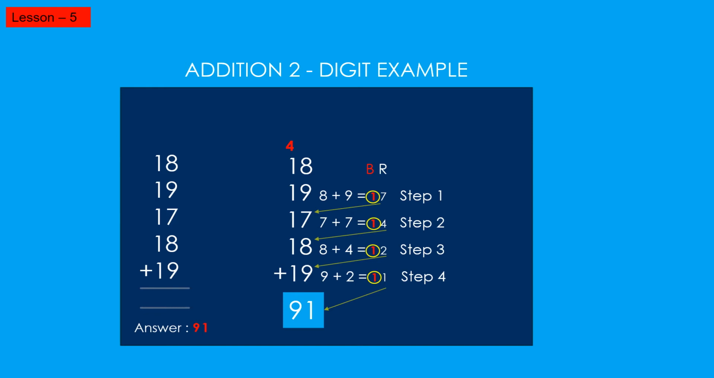Alright. So after writing the bases in the tens column, again you start adding from top to bottom. So 4 plus 1 is 5, 5 plus 1 is 6, 6 plus 1 is 7, 7 plus 1 is 8, 8 plus 1 is 9. So write 9 in the answer box and your answer is 91.